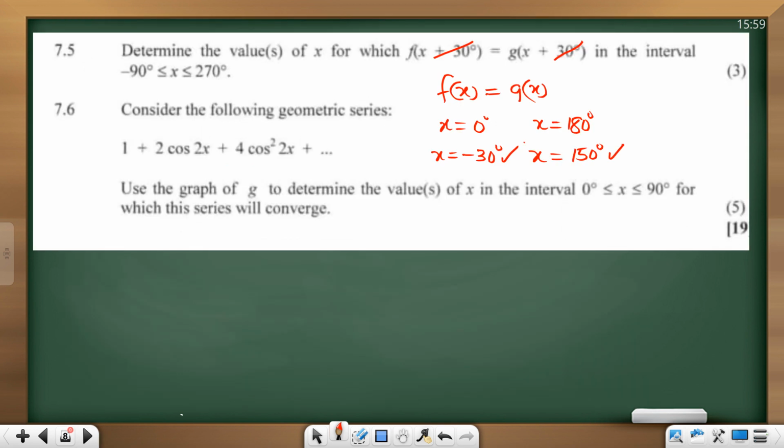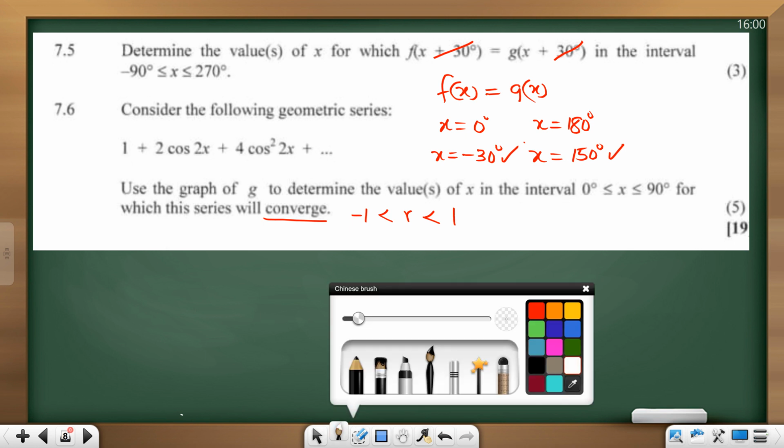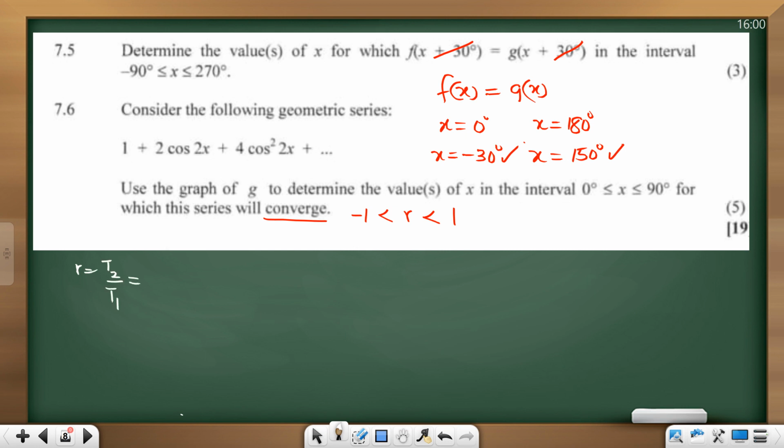All right. Now look at 7.6. Consider the geometric series 1 plus 2 cos 2x plus 4 cos squared 2x. Now somebody is saying, this is number patterns. Use the graph of g to determine the value or values of x in the interval 0 less than or equal to x less than or equal to 90 for which the series will converge. Let's start from there. What is the rule of convergence? Negative 1 less than r less than 1. What is our r? r is T2 over T1. What is that? 2 cos 2x divided by 1. That is 2 cos 2x.